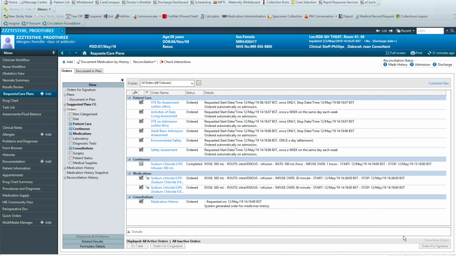Don't be tempted to use the short infusion order for longer infusion rates, as when the infusion is started, the entire volume prescribed will automatically be entered into that hour of the fluid balance chart. So for example, on an 8 or 12 hourly bag, this could lead to quite a significantly misleading fluid balance chart.